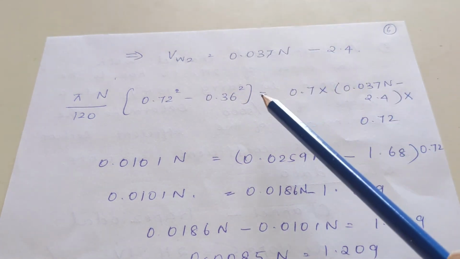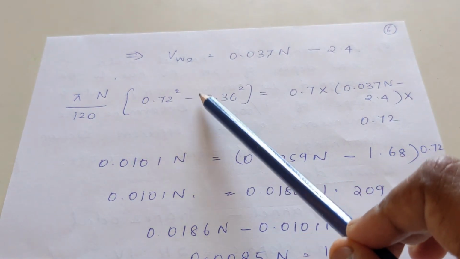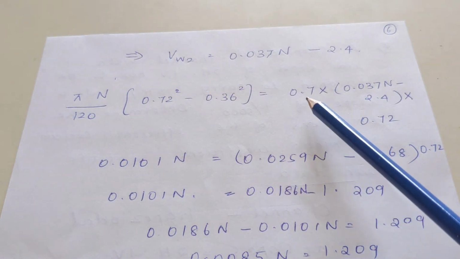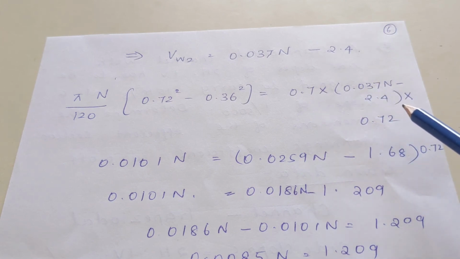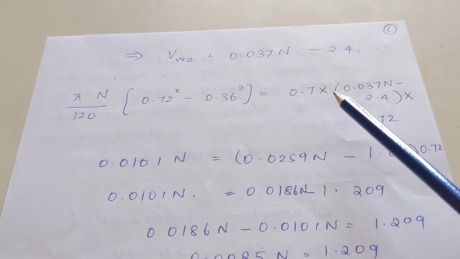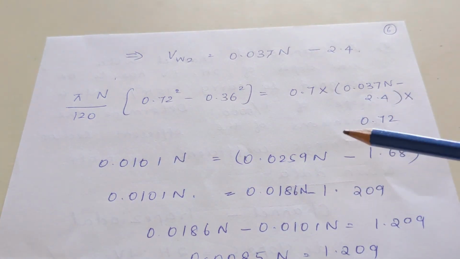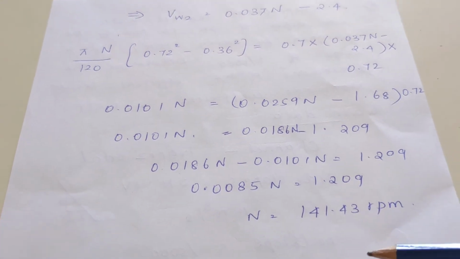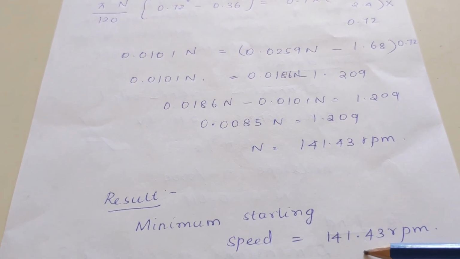Take this value and substitute in our formula: pi n divided by 120 into d2 square minus d1 square is equal to eta mano into Vw2 into d2. Substitute. So everything here is in n, and here also in n. While simplifying that, you will get the answer. The final result you have to write down.